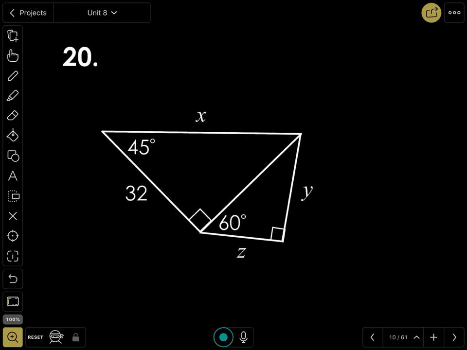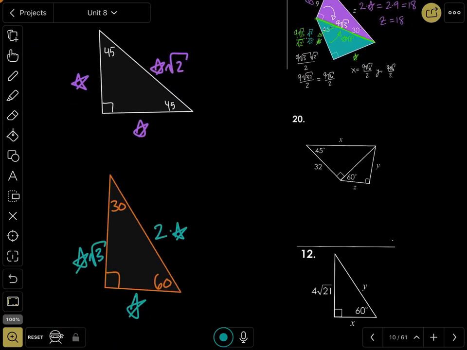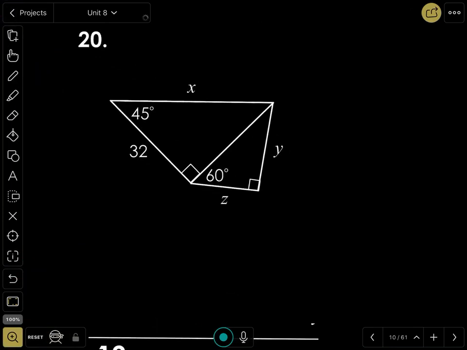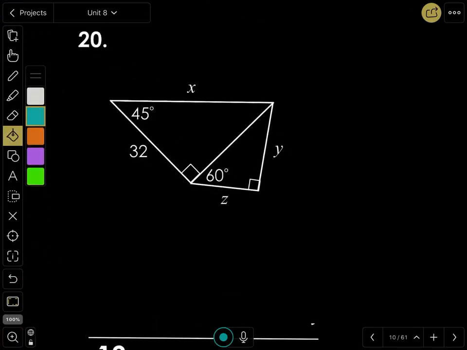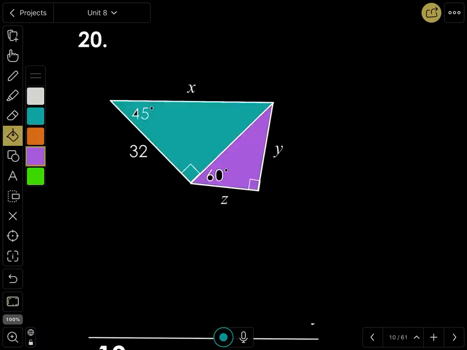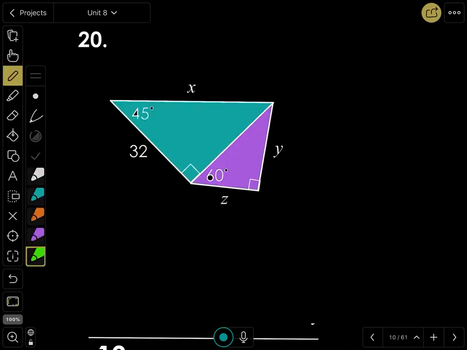Looking at the next one, number 20. Let's see. Here we have a 45, 45, 90 triangle. So I'm looking at these two values of the legs will be the same, and the hypotenuse will be that value times the square root of 2. Let's do blue and purple again. So here we have our leg here in green, which is 32. That means our other leg here in green will also be 32. And x, this will just be 32 times the square root of 2.